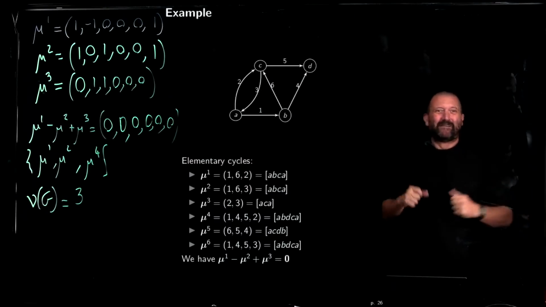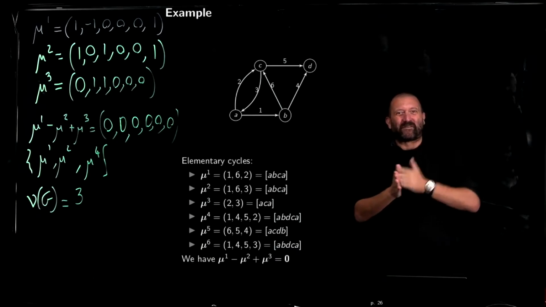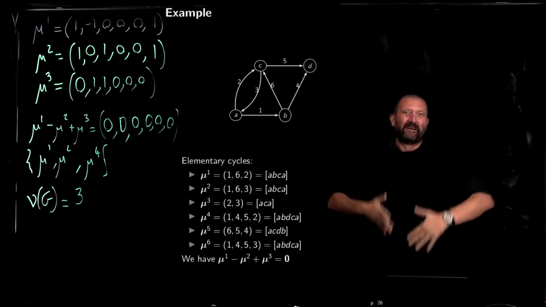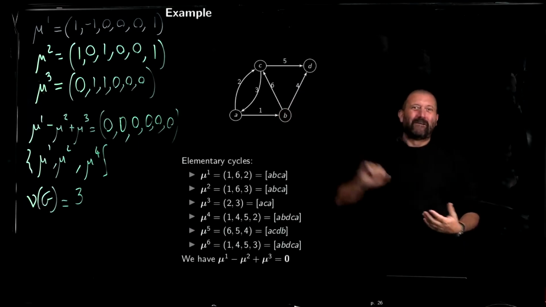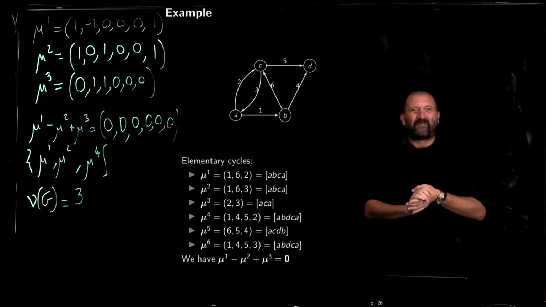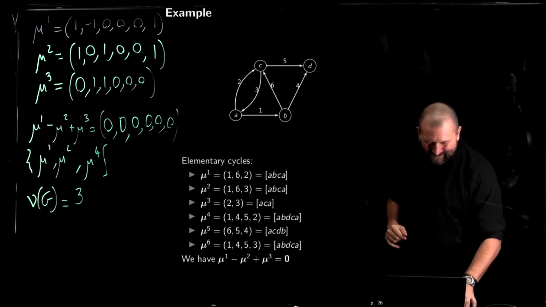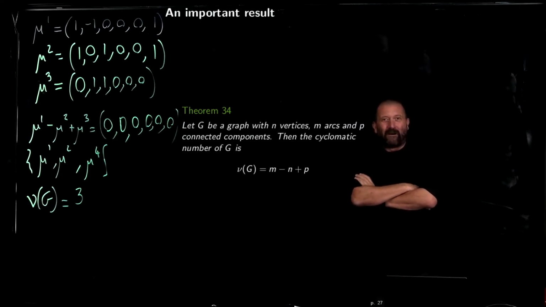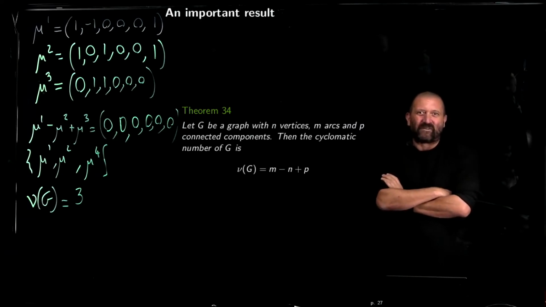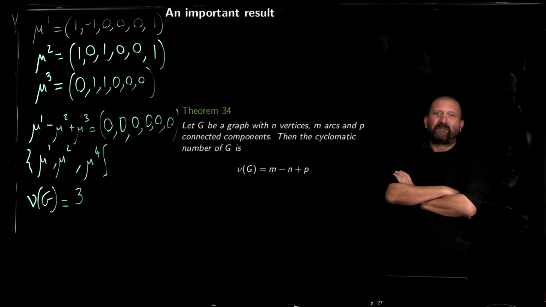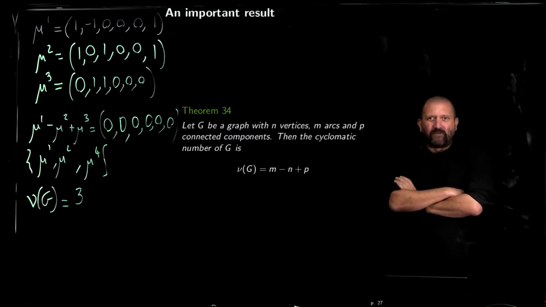So you remember one of the examples I did earlier about bases involved polynomials. You could also deal with bases that consist of graphs. Cool. Now, this is why the cyclomatic number is important. Suppose I have a graph with n vertices, m arcs, and p connected components. Then the cyclomatic number of that graph is nu of G equals m minus n plus p.